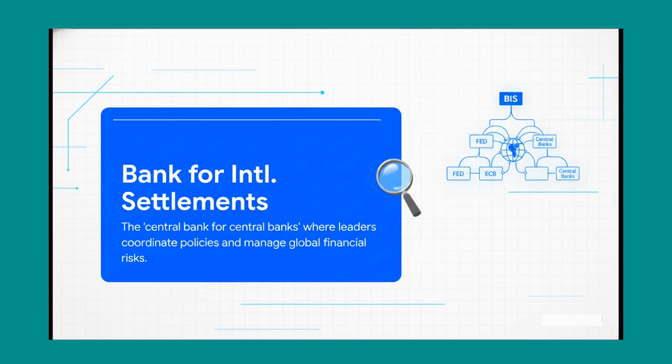This is where the Bank for International Settlements, or the BIS, comes into play. It's based in Switzerland, and it's essentially the central bank for all the world's central banks. It's like a club where the heads of the Fed, the ECB, and others all meet to coordinate what they're doing and manage risks that cross borders.